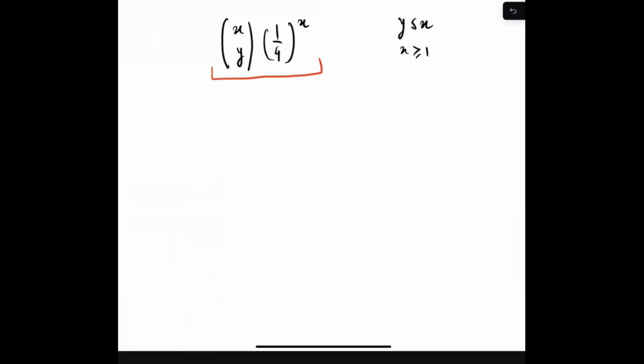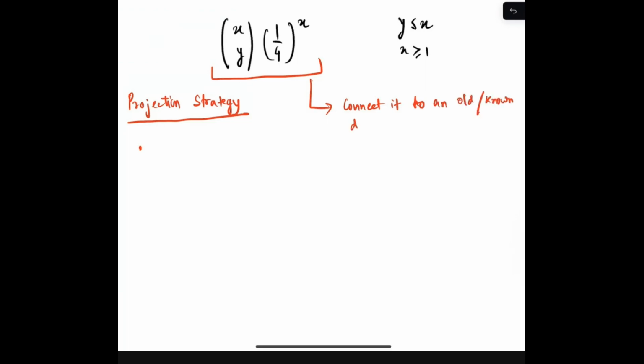Now you can clearly see something really interesting. And this is where a new problem solving strategy comes in, which I really prefer to call the projection strategy. So what is a projection strategy? The projection strategy is if you project a certain new idea to an old idea and try to connect it. We can update it as the probability projection strategy. What does it mean? It means that whenever you see a distribution, you try to connect it to an old distribution or a known distribution. It is what I call PPS, the probability projection strategy.